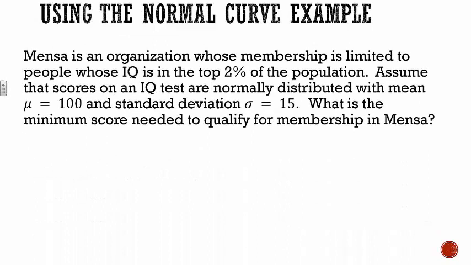Alright, another example. Mensa is an organization whose membership is limited to people whose IQ is in the top 2% of the population. Assume that the scores on the IQ tests are normally distributed, with a mean of 100 and a standard deviation of 15. What minimum score is needed to qualify for membership into Mensa?